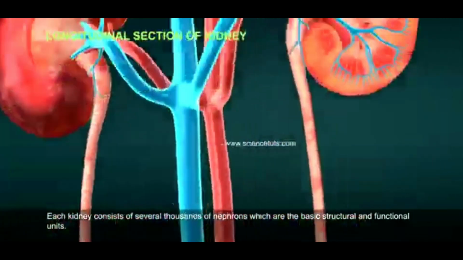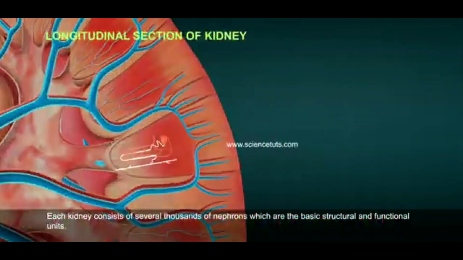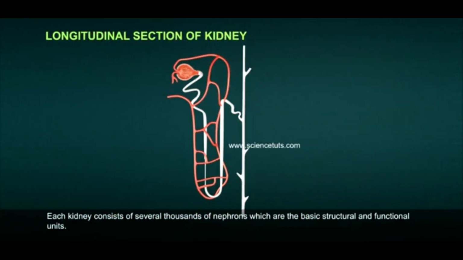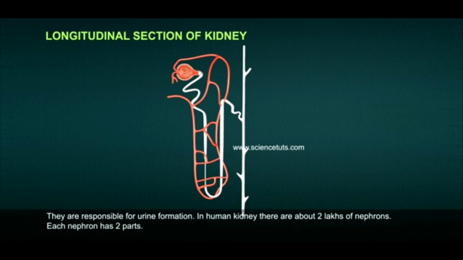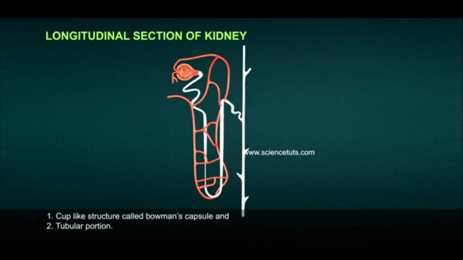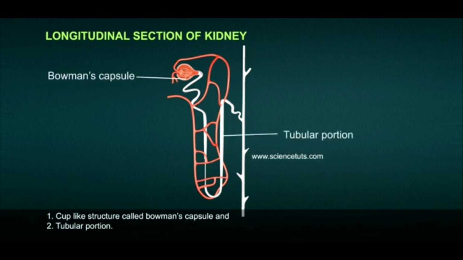Each kidney consists of several thousands of nephrons, which are the basic structural and functional units. They are responsible for urine formation. In the human kidney, there are about 2 lakh nephrons. Each nephron has 2 parts: 1. Cup-like structure called Bowman's capsule, and 2. Tubular portion. Figure 19.3.